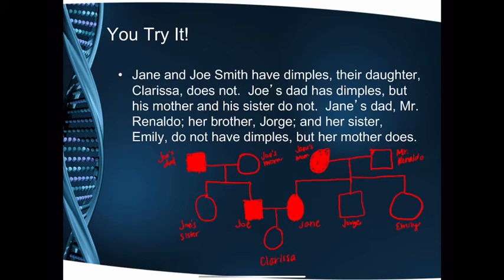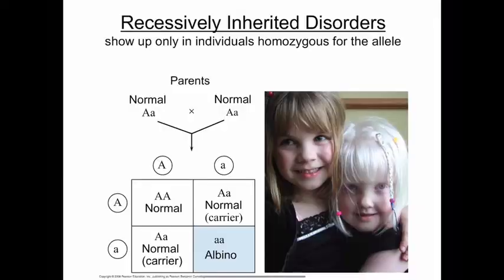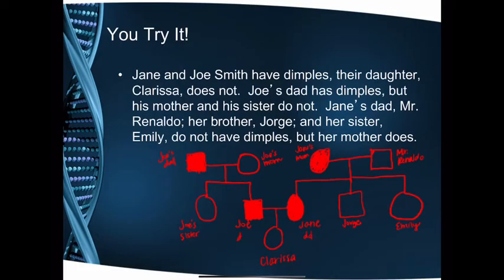If dimples were a recessive trait, that means Jane would have to be little d, and Joe would have to be little d. That would also mean that both of them would have to give a little d to Clarissa and make her little d, in which case she would also have dimples. But our story tells us that she doesn't, okay? So it can't be a recessive trait.